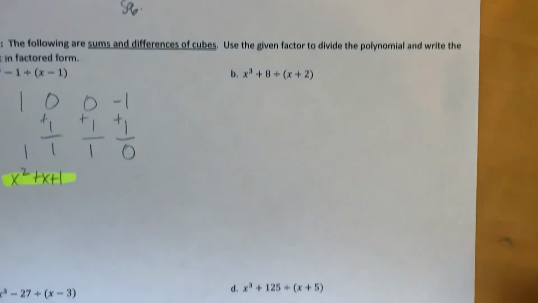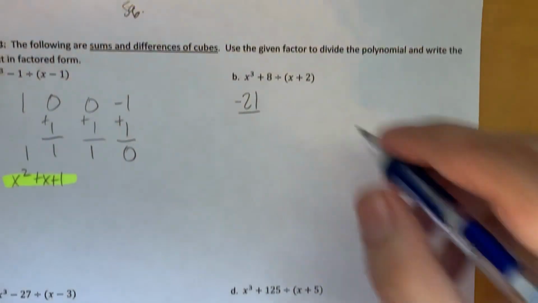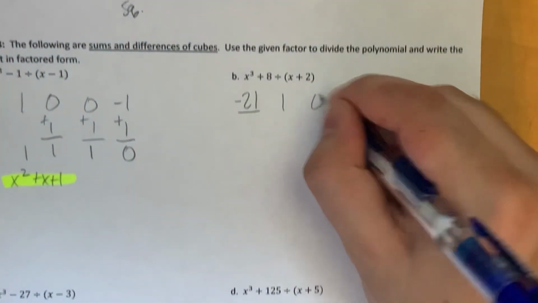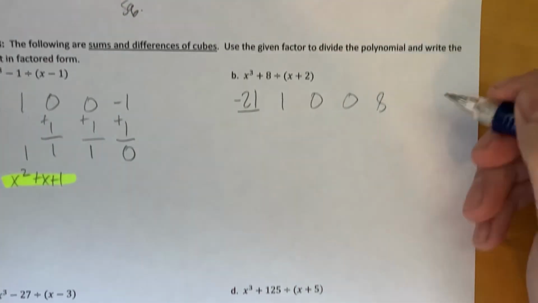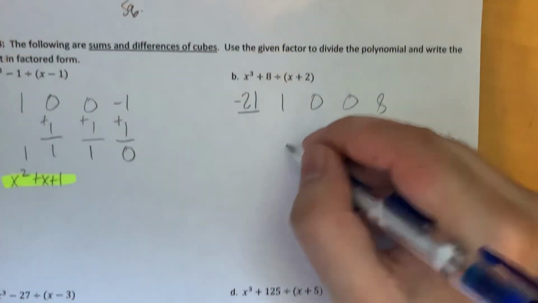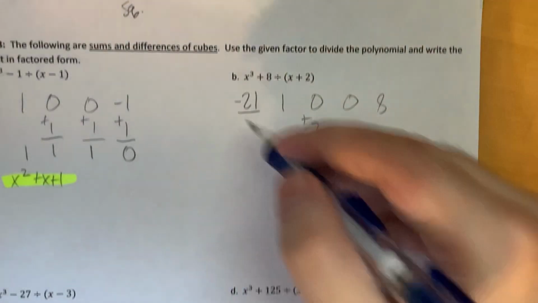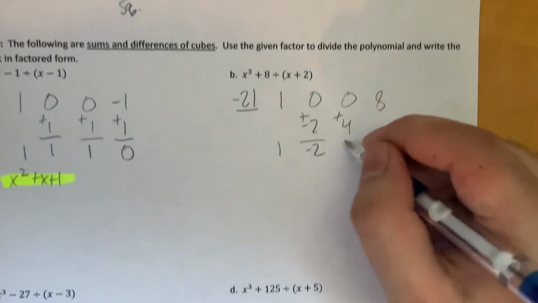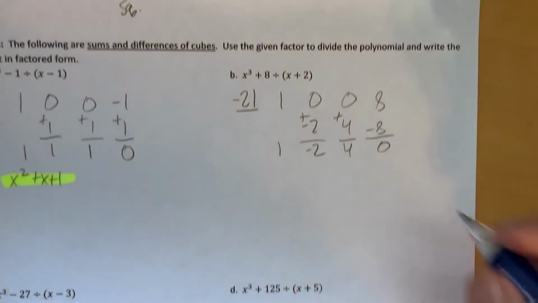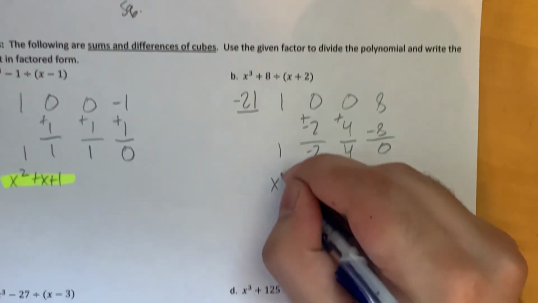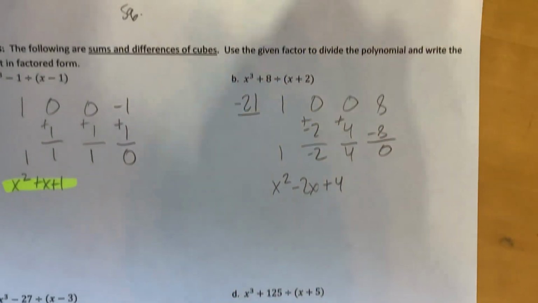All right, let's do b. So negative 2 is our root for x plus 2. So we're going to get a 1, a 0 because we have no x squared, another 0 because we have no x, and an 8 because that's our constant. So we're going to bring down the 1. 1 times negative 2. Negative 2 plus 0 equals negative 2. Negative 2 times negative 2, 4. 4 plus 0, 4. 4 times negative 2 equals negative 8. Well, would you look at that? You get a 0. All right, let's put it in factored form. X squared minus 2x plus 4. There we go. Are you guys slowly seeing a pattern?